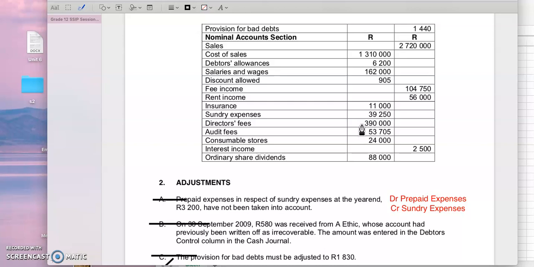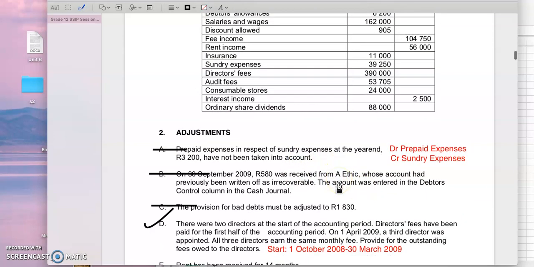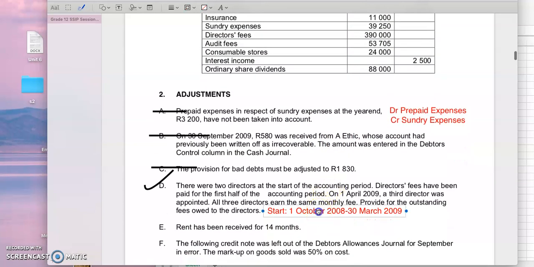So what is half of 390,000? Let me see. 390 divided by 2 is 195,000. So that means each director earned 195,000 for half the year. We still have to pay them for the second half of the year. What's the second half of the year?